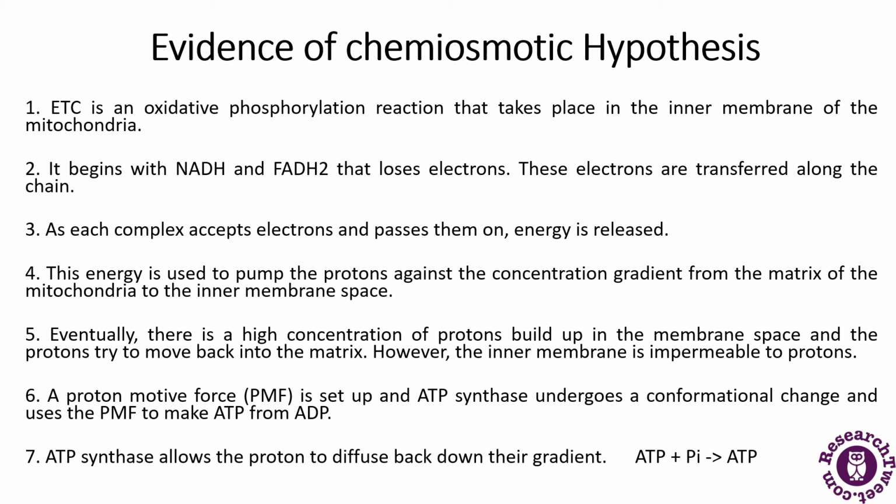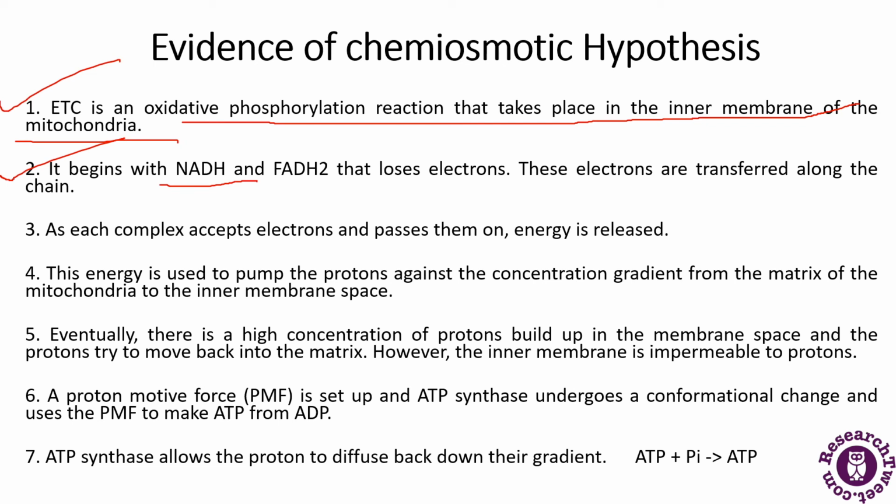First is the ETC, that is the electron transport chain. It is an oxidative phosphorylation reaction that takes place in the inner membrane of the mitochondria. It begins with NADH and FADH2, which lose their electrons. These electrons are transferred along the chain.